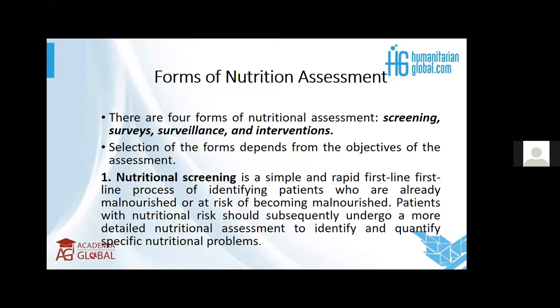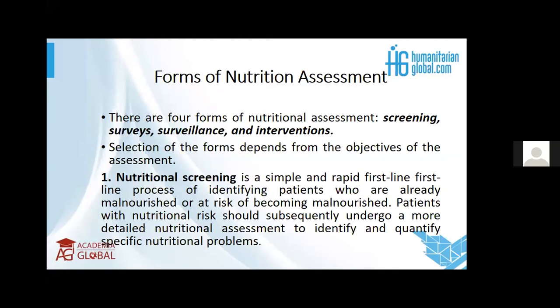Now, when we are having nutrition emergencies, starvation, because there is a famine for one reason or another, we need a quick picture of what is happening with the nutrition status of a population or a subgroup. Nutrition assessment can be used in a type of screening, where we say it is a simple and rapid first-line process of identifying patients who are already malnourished or at risk of becoming malnourished. Now, the patients with nutritional risk should subsequently undergo a more detailed nutrition assessment to identify and quantify specific nutrition problems. So nutrition screening is one way that we can use nutrition assessment.